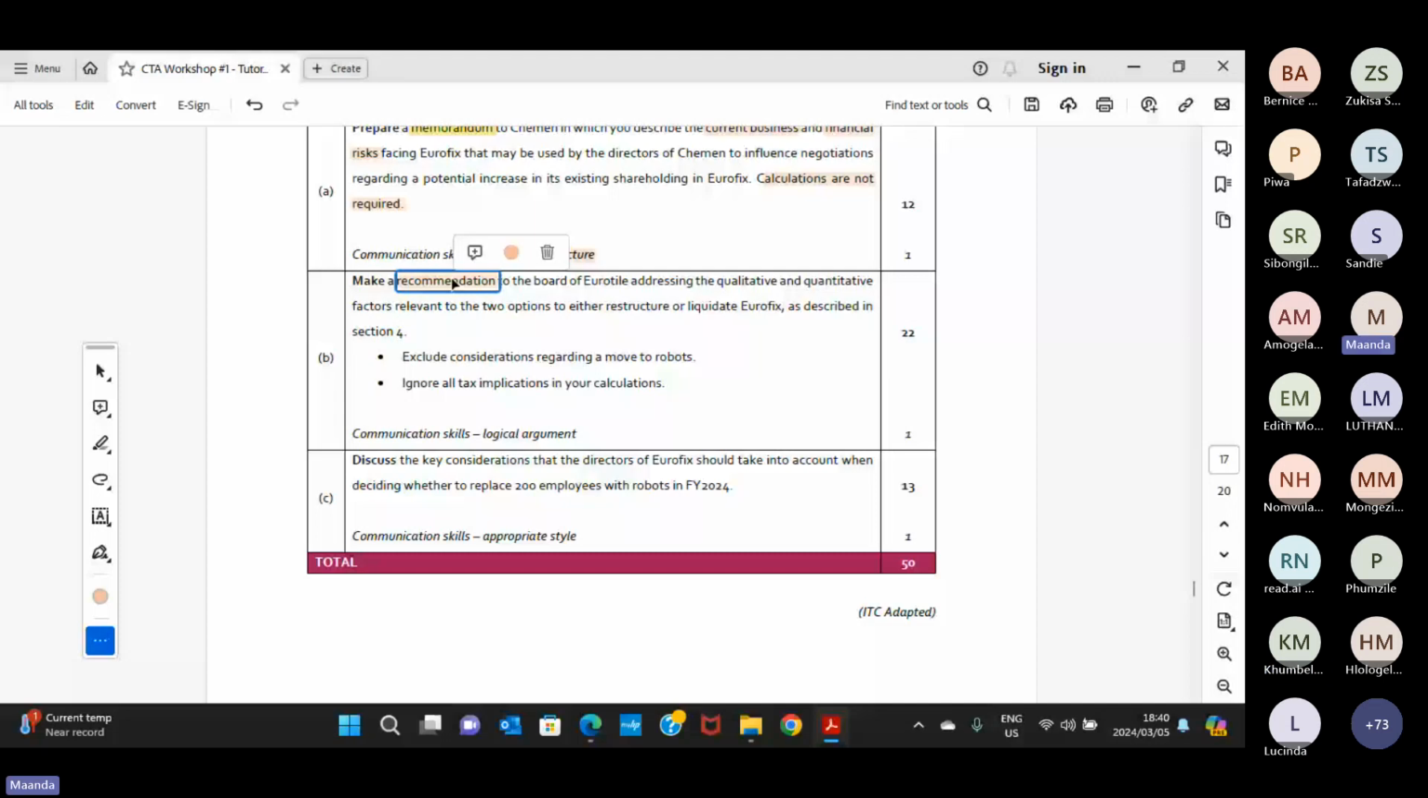So here again is another free mark, and you'll be surprised how many people don't conclude at the end. Here you are told to make a recommendation, meaning that at the end of the day, you are discussing to the board, and you being a financial manager, for example, if you are invited to a board meeting, they're going to say, okay, discuss this, and then make a recommendation to the board.